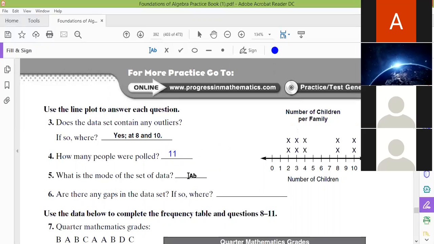I said 11. What is the mode of the data? The repeated one. Three. Three is the repeated one. Okay. Are there any gaps in the data? Yeah, 5, 6, 7. Where? No gaps. Yes, right here. Then the gaps are at 0, 1, then 5, 6 and 7, 9.